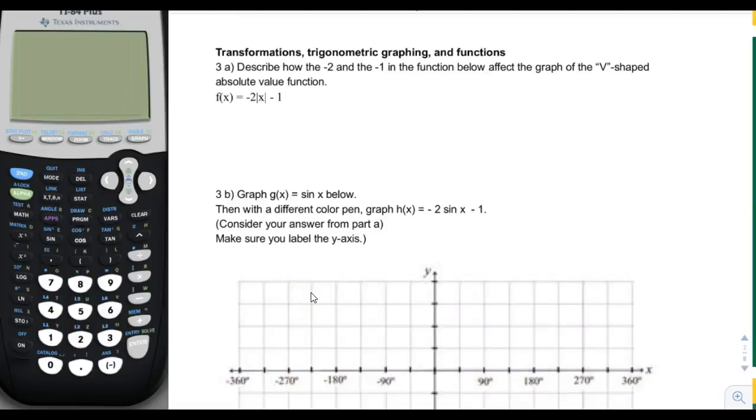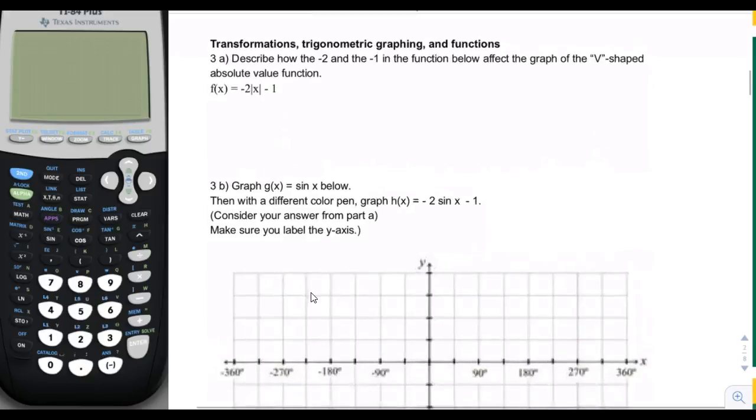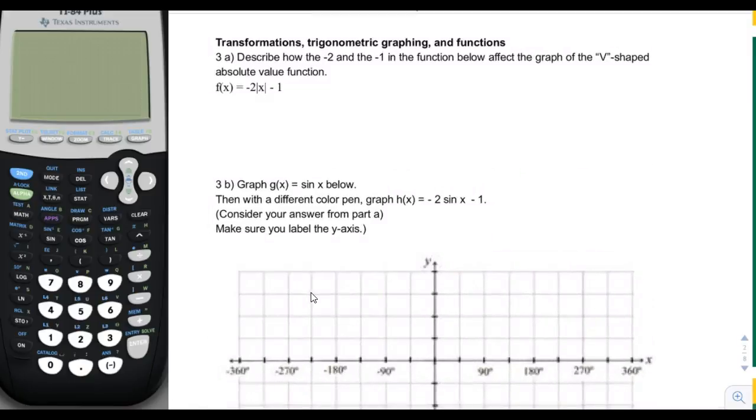Okay, here we're doing the mock for 10th grade semester final, page 2, number 3. Number 3 has various parts, and they're pretty much all about trig and a little bit about functions and inverse functions.